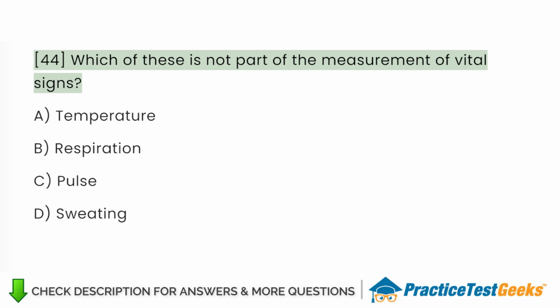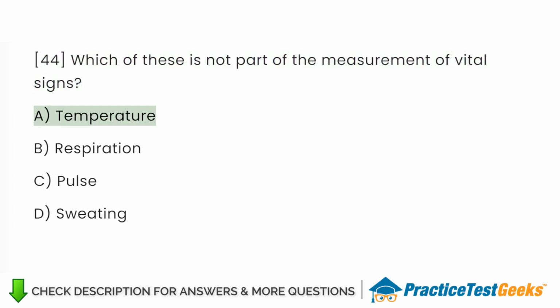Which of these is not part of the measurement of vital signs? A. Temperature. B. Respiration. C. Pulse. D. Sweating.